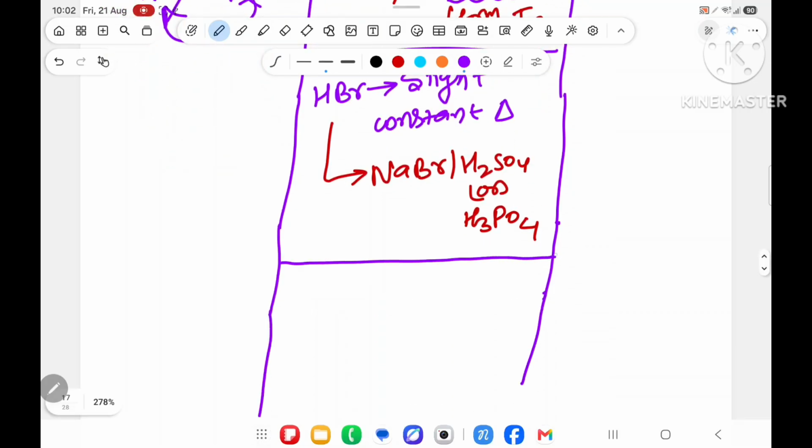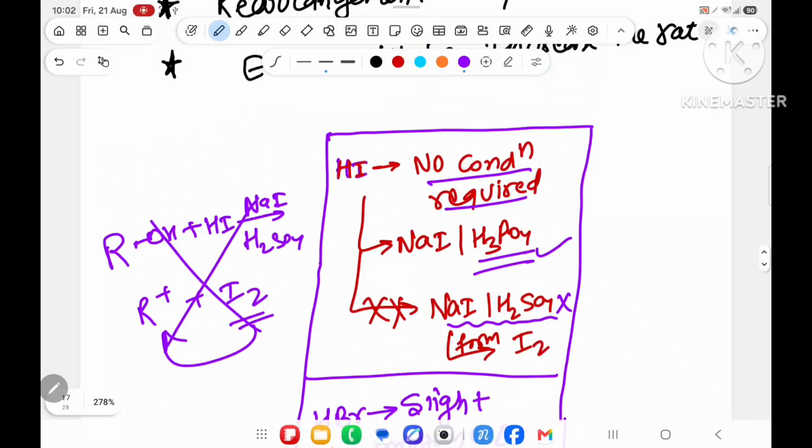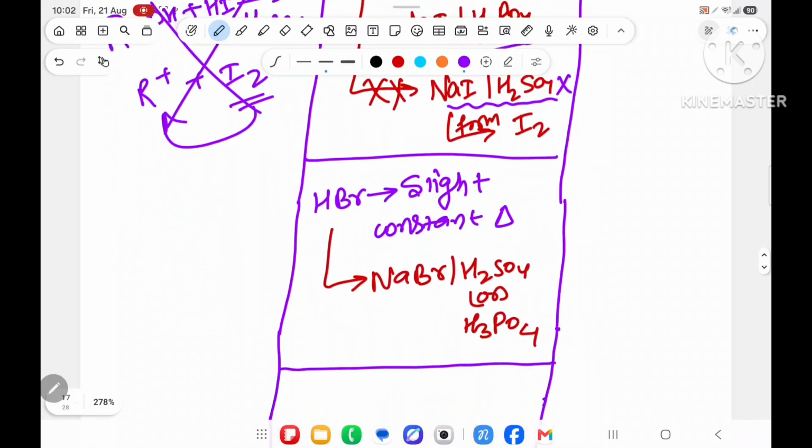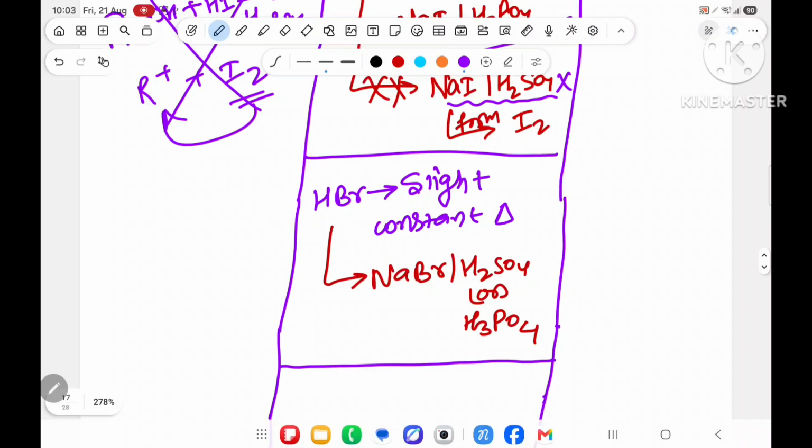These are the conditions. Understood? In place of HI, H2SO4 can't be used. In place of HBr, slight constant heat will be used. This is the different part.